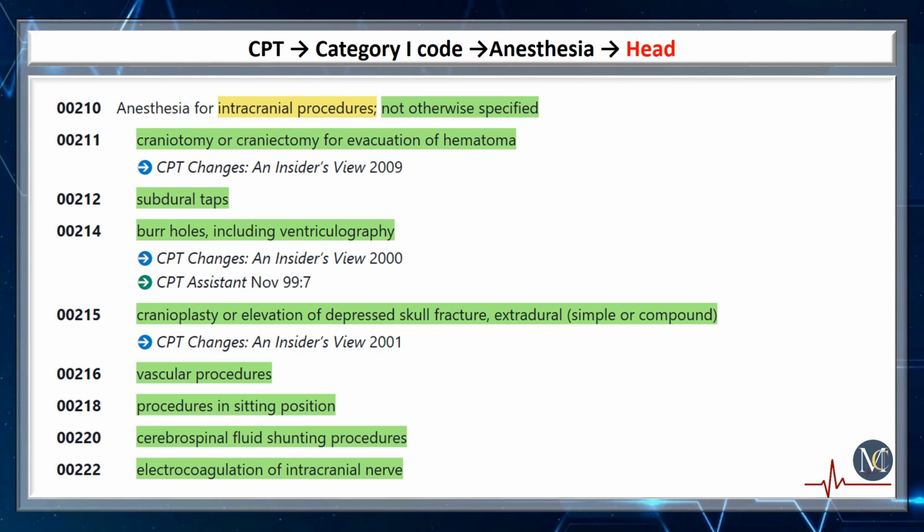Our next code is 00220, cerebrospinal fluid shunting procedure. It means the provider administers anesthesia service to drain excess cerebrospinal fluid from the brain and send it to other parts of the body through a shunt, which is a hollow tube. Our next code is 00222, electrocoagulation of intracranial nerves. It means the anesthesia service is given to stop bleeding using an electric current during surgery or after an injury.